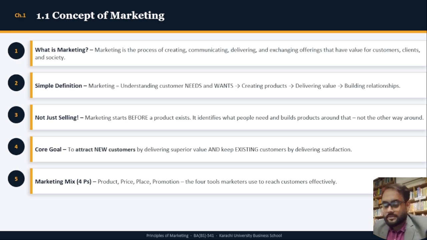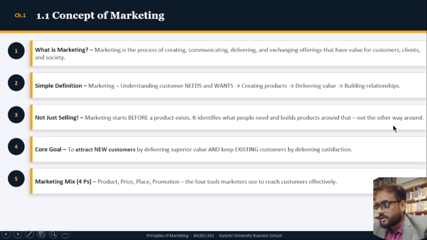Okay, let's talk about the third point, which is not just selling. Marketing doesn't mean you are only selling. Marketing starts before a product exists. If any company makes a product, the marketing starts before the production of that product. When the product hasn't come to market, before its arrival, the marketing process has started. It identifies what people need and builds the product around that. Marketing shows what the need of the customer is, and on behalf of that they start building the product, not the other way around.